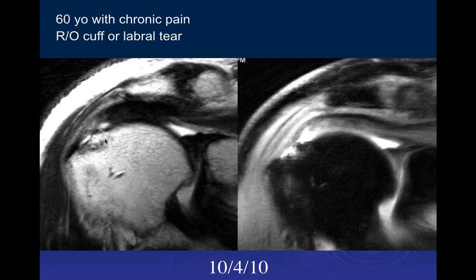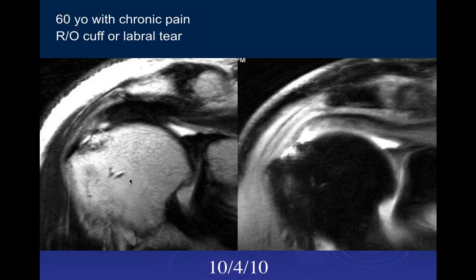Jeff, what do you think of this case? 60-year-old with chronic pain, real cuff or labral tear, and we have coronal, T2, and PD fat sat on the right. PD fat sat is better fat sat. So it looks like now on the PD fat sat, there's a very high hyperintense signal involving basically the distal subscapularis. However, on the T2, we don't see the subscapularis on this image. I'm sorry, supraspinatus. Pardon me. Sorry, the supraspinatus tendon. And then, however, on the T2, it looks like really that it's intermediate signal intensity.